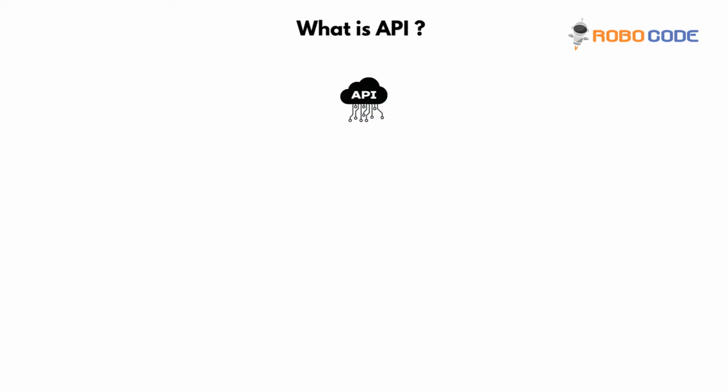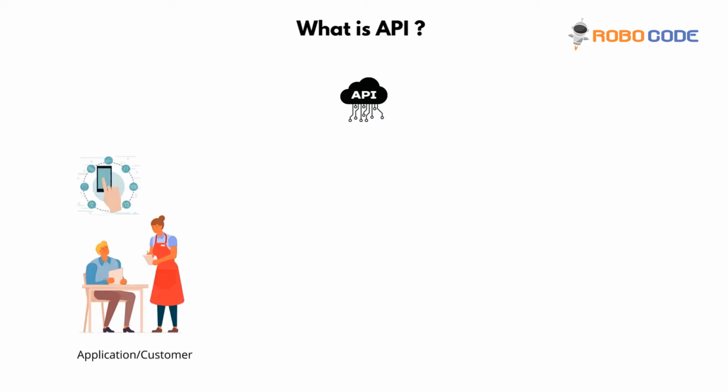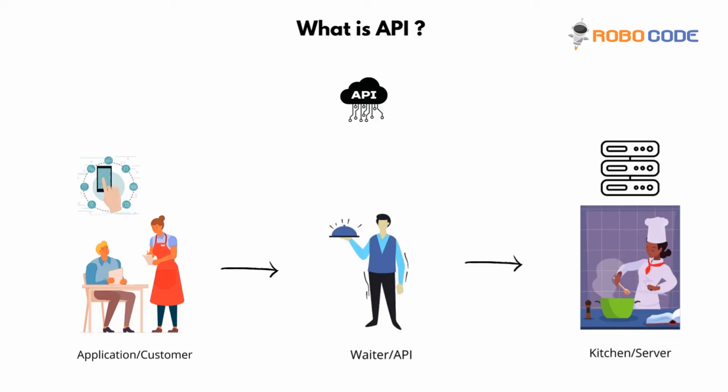Think of a REST API like a waiter in a restaurant. You are hungry and want to order food, so in this case, you would act as a client. You tell the waiter what you want to eat, so your order will be your request. The waiter takes your order to the kitchen, so the waiter acts as an API. The kitchen prepares your food, so the kitchen acts as a server. And the waiter brings the food back to you, so your food acts as a response.